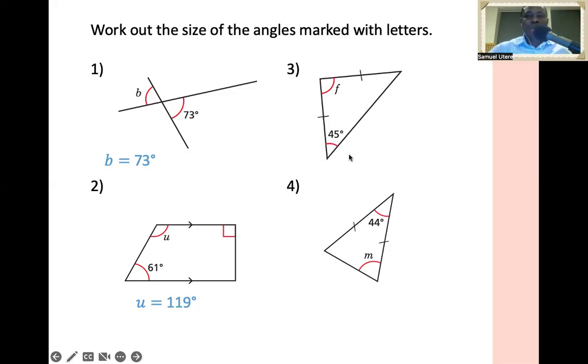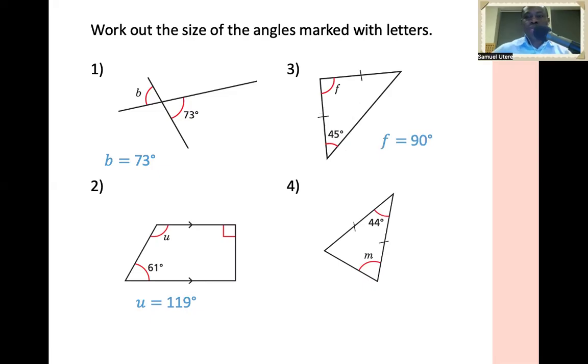For question 3, we can see that this is an isosceles triangle. So the base angles must be equal. So if this angle is 45 degrees, this angle must be 45 degrees as well. So we know that the sum of angles in a triangle is 180 degrees. So if we do 180 degrees minus 45 degrees minus another 45 degrees, that will give us 90 degrees.